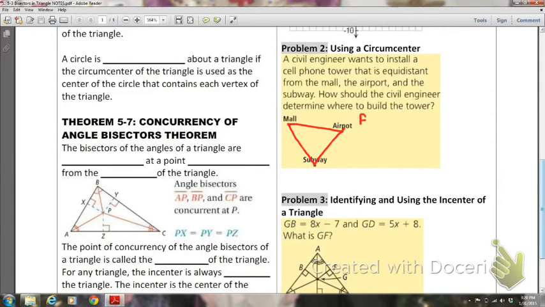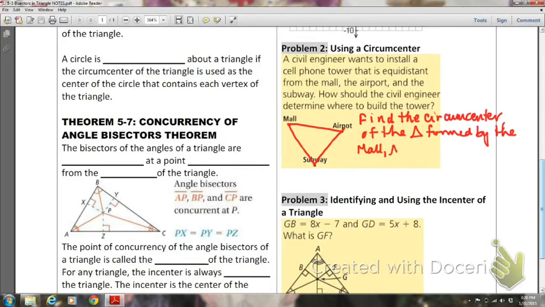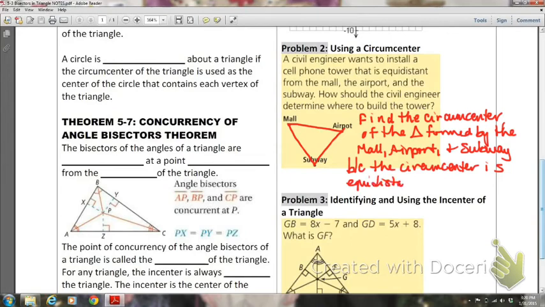So just write that explanation, that you're going to find the circumcenter of the triangle formed by the mall, airport, and subway, because the circumcenter is equidistant from each vertex. So let's go on to look at problem 3.